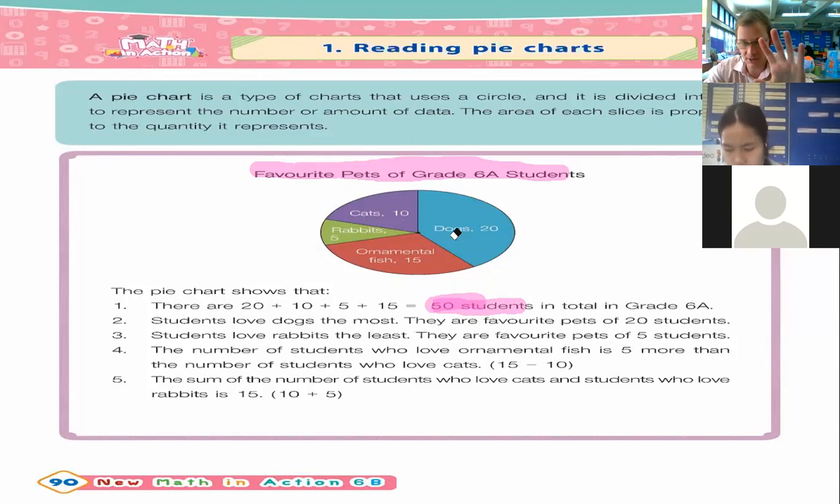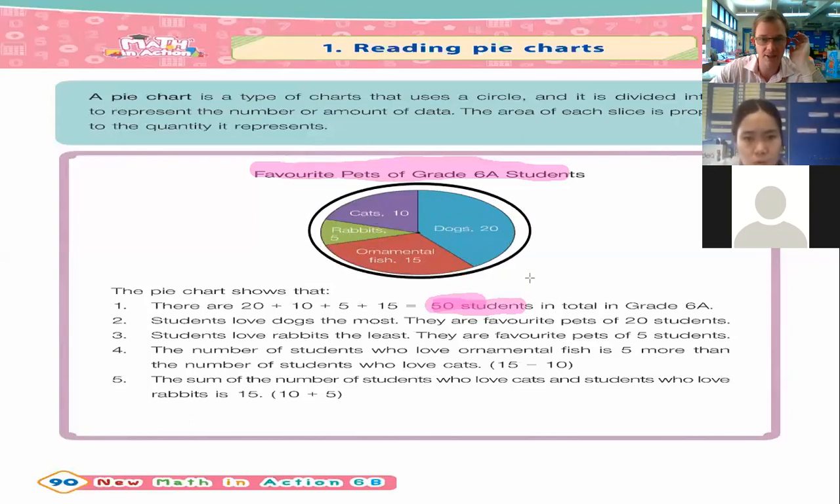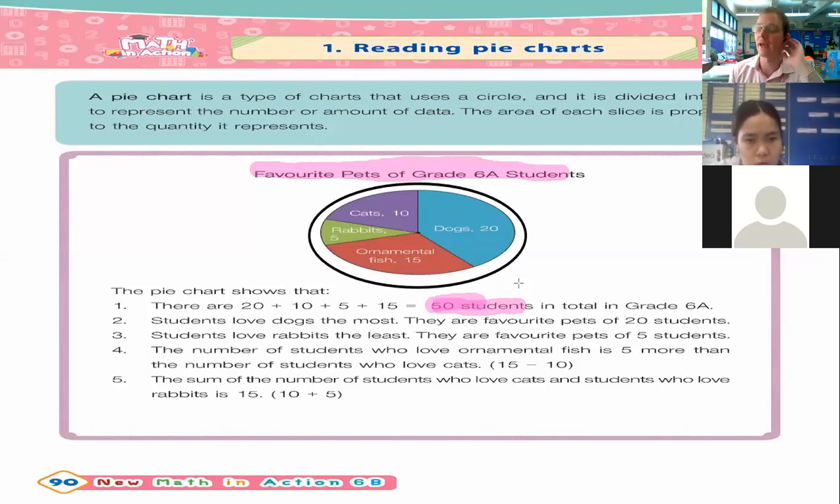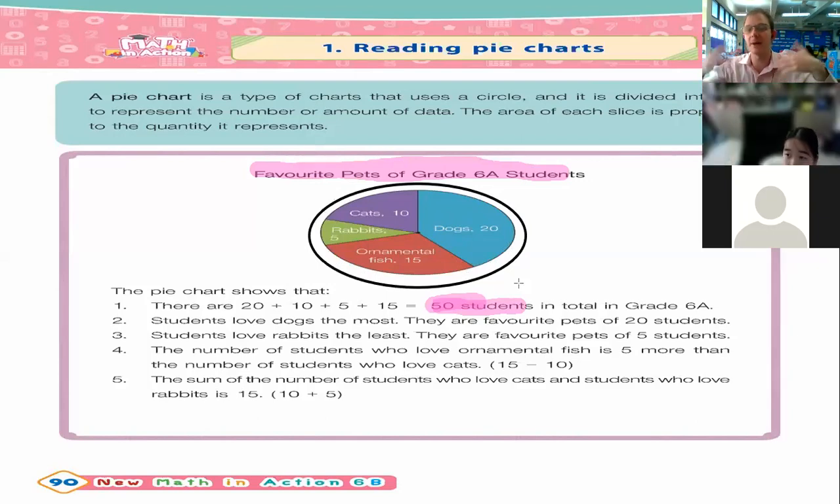So if you look at this one, the favorite pet of the students is a cat. How many students say cat? You can look on the graph here. How many students' favorite animal is a cat? You can tell me. 10. So that's a very basic question.